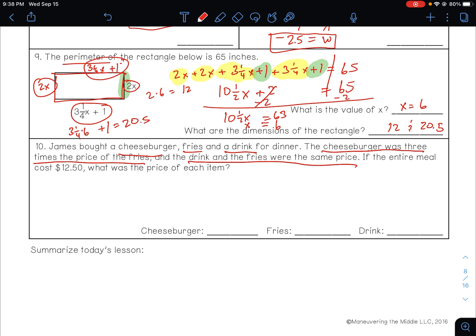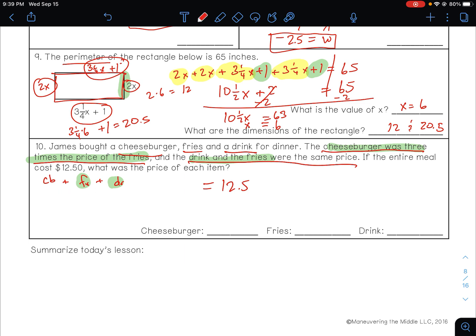So the entire meal costs $12.50. I know my equation is going to end up with something equals 12.5. We've got a cheeseburger, fries, and a drink, and I added them up. Now, what clues do we have? Well, we know the cheeseburger is 3 times the price of the fries, and the drink and the fries are the same. So we could basically use the same variable for drink and fries. And then we know that the cheeseburger compared to the fries is 3 times the cost of the fries.